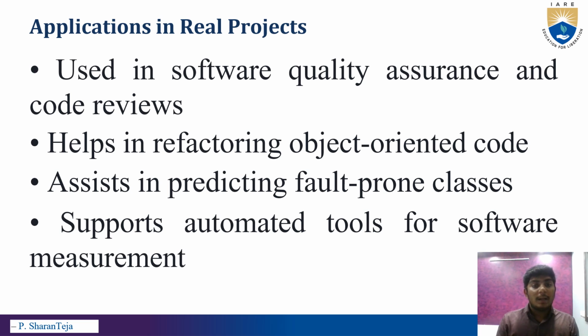Refactoring. Metrics guide developers to what parts of the code need simplification. Fault prediction. Studies show that classes with higher coupling and complexity are more likely to contain bugs. Automated tools. Tools like SonarQube, CheckStyle, and Visual Code Metrics automatically compute metrics and give a health report of your project. This approach makes metrics essential in maintaining code quality in large-scale systems.